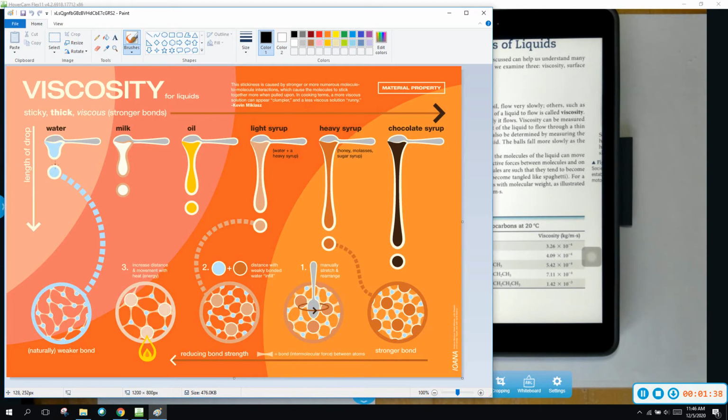So water is more runny right here, and then we can see chocolate syrup right here. You know, that's super sticky and sticks together because it has stronger intermolecular forces right here. So stronger intermolecular forces here, weaker intermolecular forces down here. That's what causes viscosity.